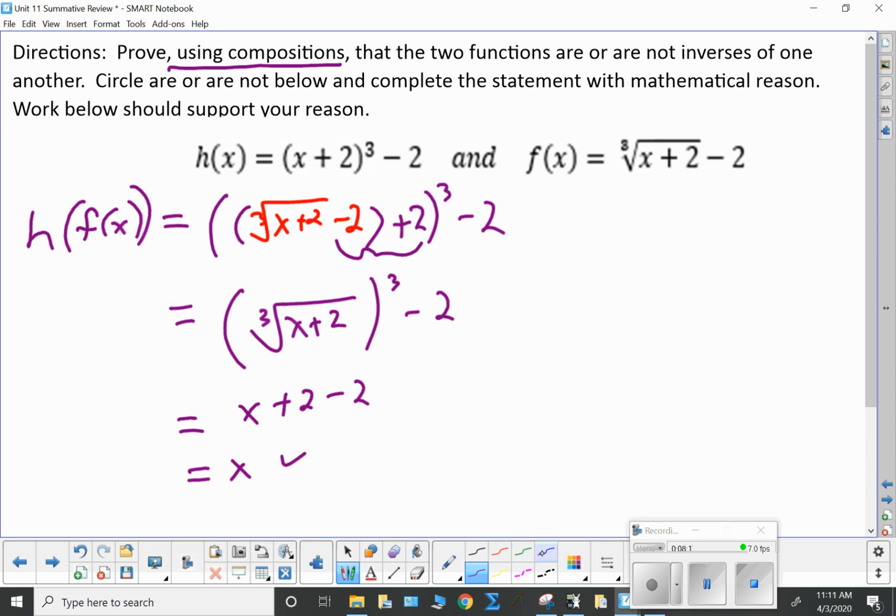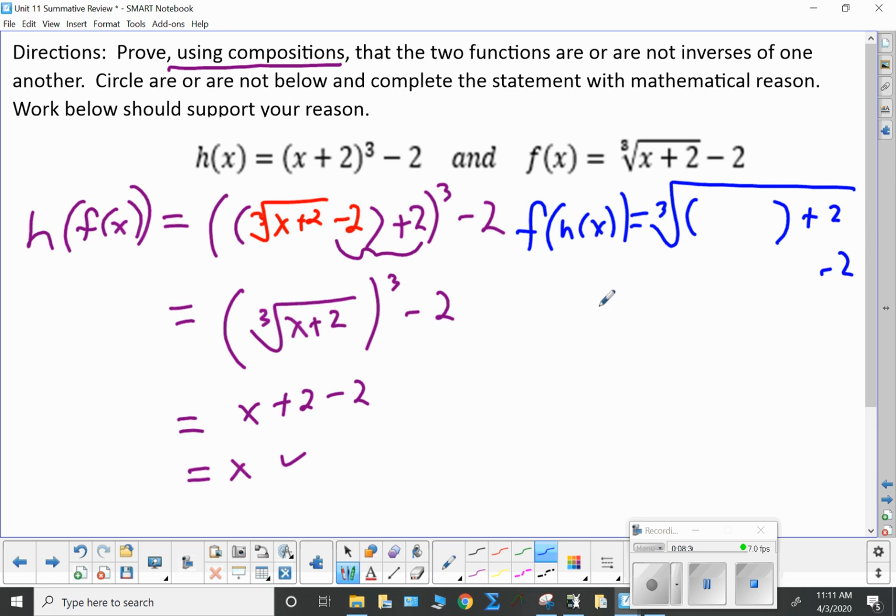I now have to do the other one. I need f of h of x, because sometimes one will work and the other one won't. Not often, but sometimes. So this is going to be the cubic root of this crazy thing plus 2, and then I have another minus 2 on the outside. So when I take this, it's going to be x plus 2 cubed minus 2.